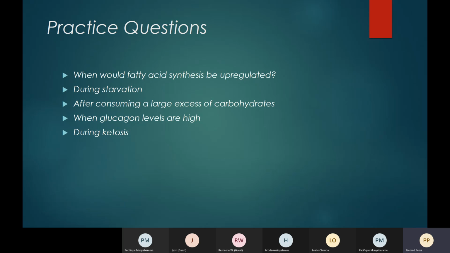When would fatty acid synthesis be upregulated? Wouldn't it be during starvation? Well, during starvation, if you're starving... Oh, you know what? I'm so sorry, I'm thinking of something else. Three of these answers are really saying the same thing, and therefore cannot be correct.